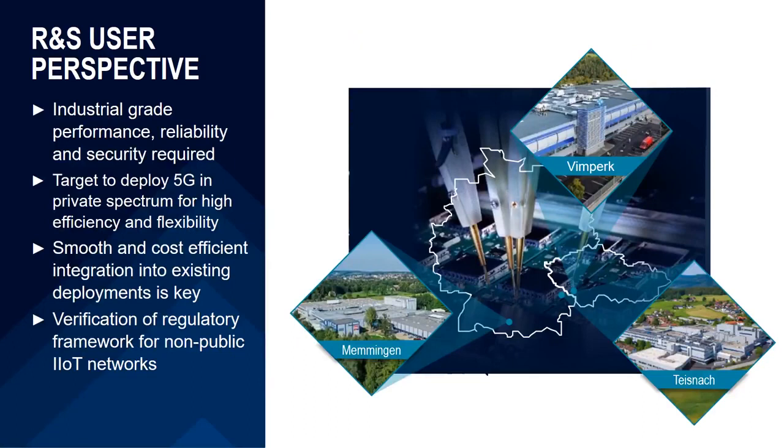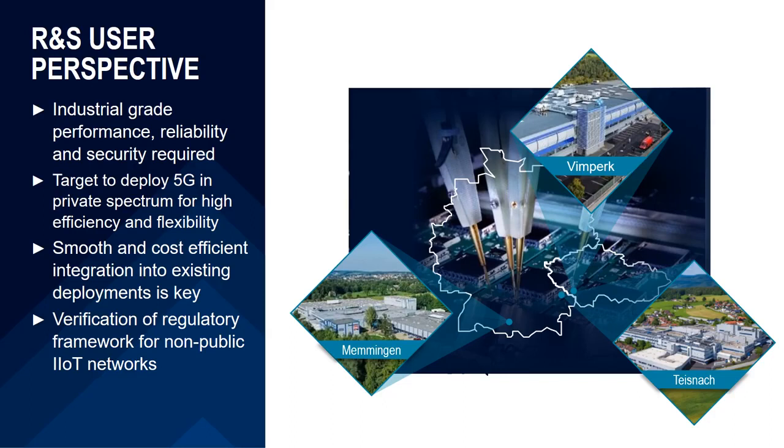Good. So I'm moving on now to the second major part of this presentation. As mentioned, Rohde & Schwarz obviously is a test and measurement device manufacturer, but we also produce products, of course, that we sell, and we have our own factories in Germany, in Memmingen and Teisnach, as well as close to the German border in Wimberg. So obviously we are also interested to use 5G technology for our own production services.